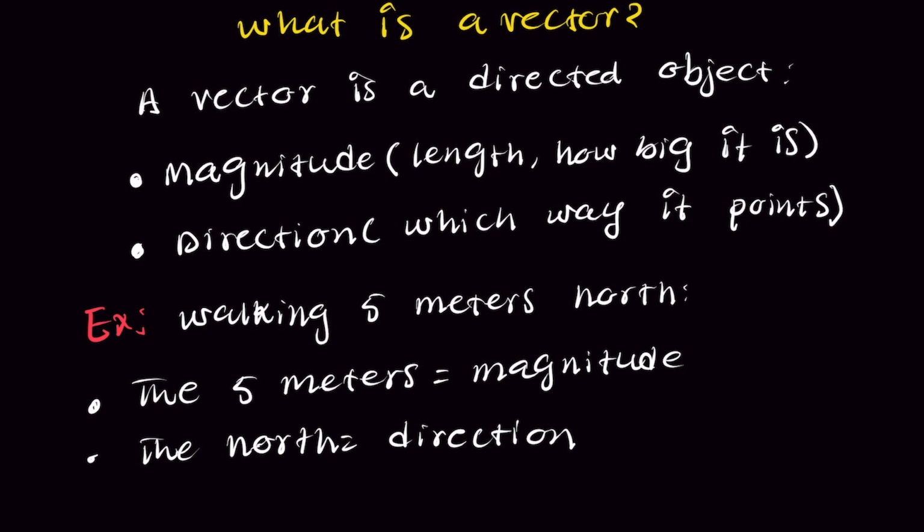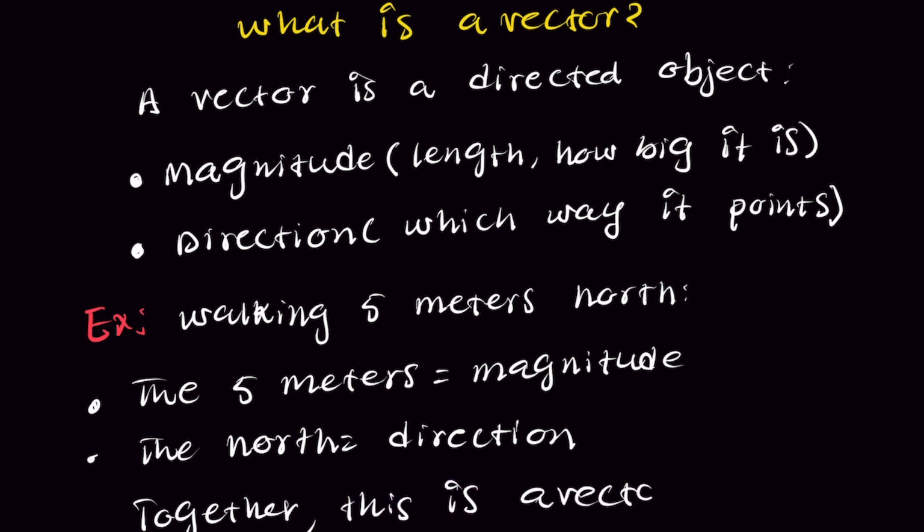So together this is a vector. Why? Because it has magnitude and also it has direction. If anything has these two properties, we call it a vector.